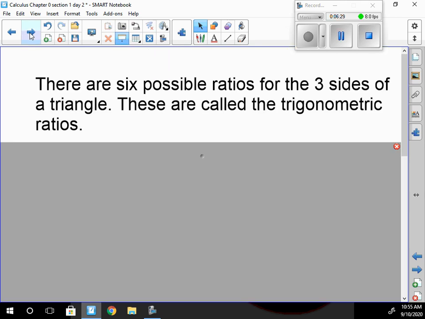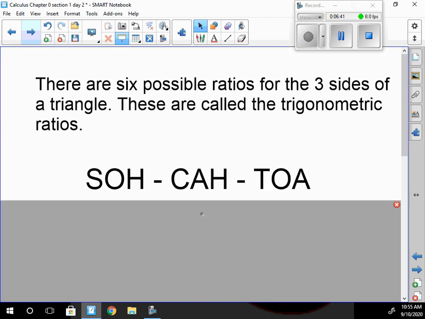There are 6 possible ratios for the 3 sides of a triangle. These are called the trigonometric ratios. It's also a fun word to say, trigonometric. You'll remember these because of SOHCAHTOA.